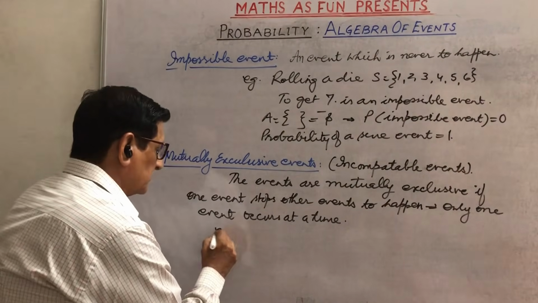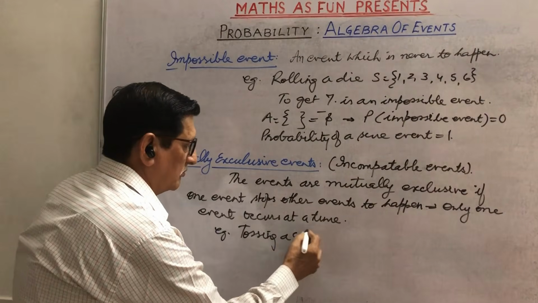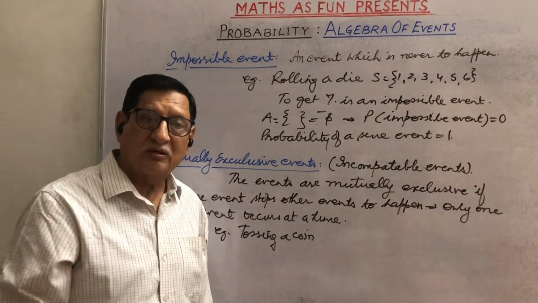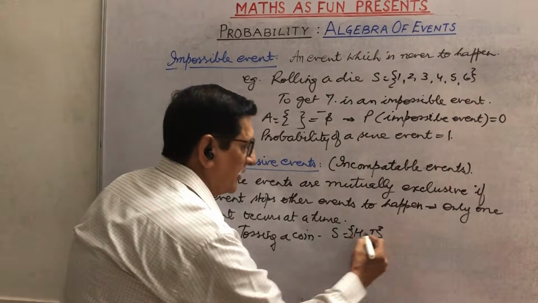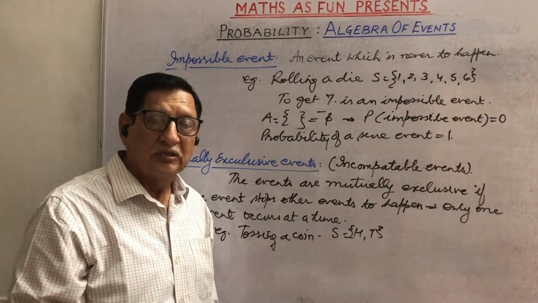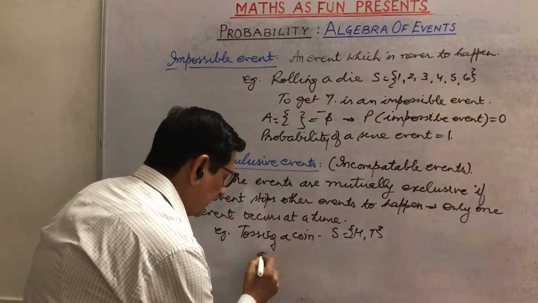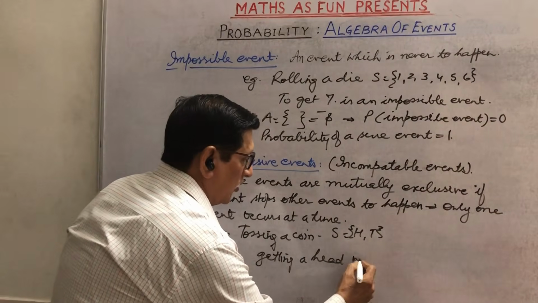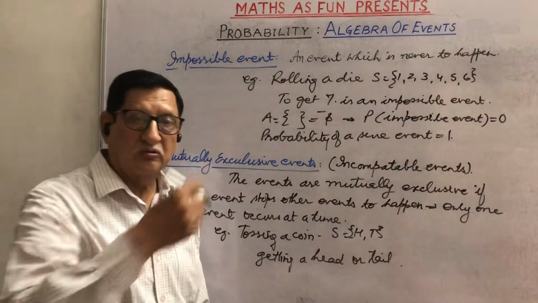For example, suppose we are tossing a coin. Getting head or tail, because the sample space here is head and tail, H and T. Either head will come or tail will come. These both are mutually exclusive events. Getting a head or tail are mutually exclusive events.